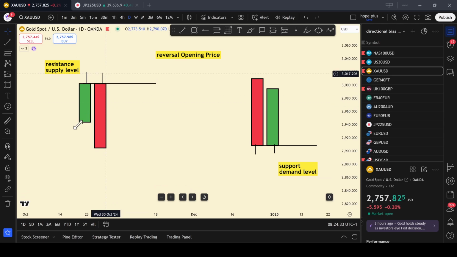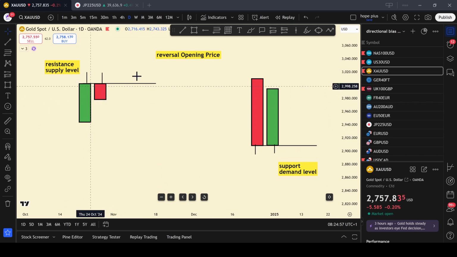How do you identify the reversal opening price? You only need two candles. The first candle will be a bullish candle, and the second candle will be a bearish candle. It does not necessarily have to engulf the previous one. It could be like this. The main thing is to identify two candles with different colors.